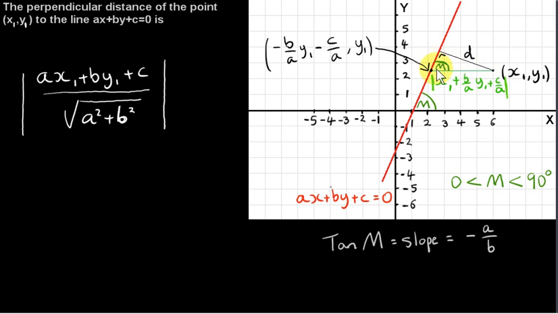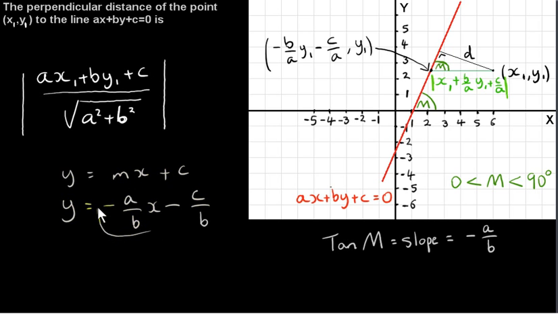Now, we need to look at angle M. We have the hypotenuse of this right angle triangle. We know that the tan of M is the slope, as we saw in the previous example, and we can get the slope from the equation of the line. We just rearrange to make y the subject. If we do this, we get y equals minus a over b times x minus c over b. So now the line is in the form y equals mx plus c. When it's in this form, we know that this quantity here is the slope.